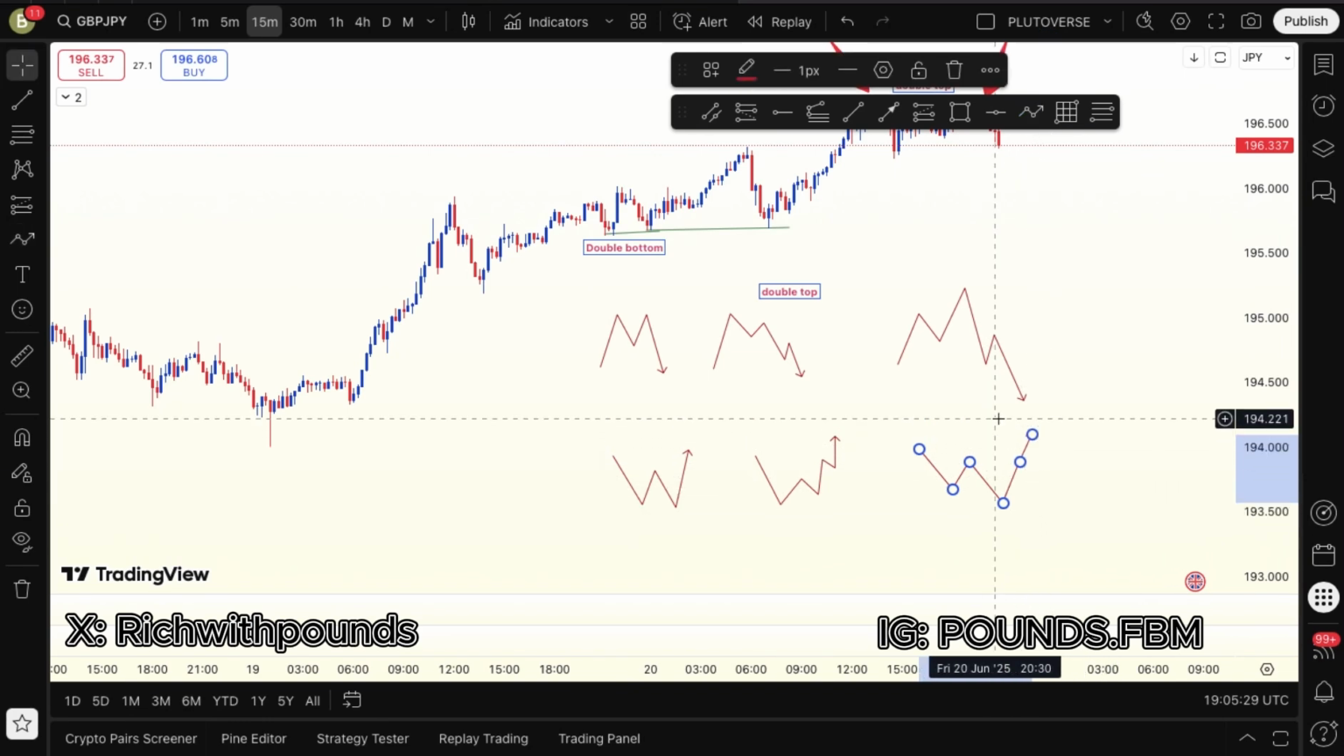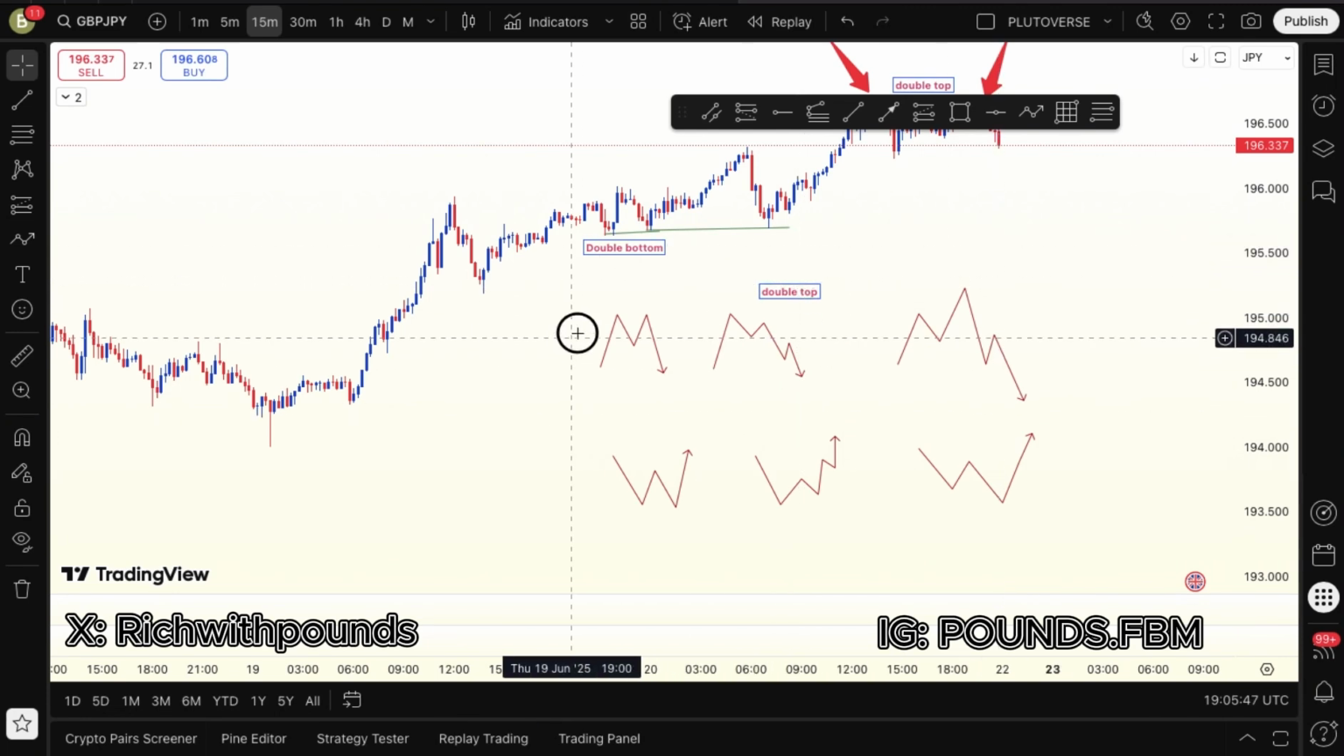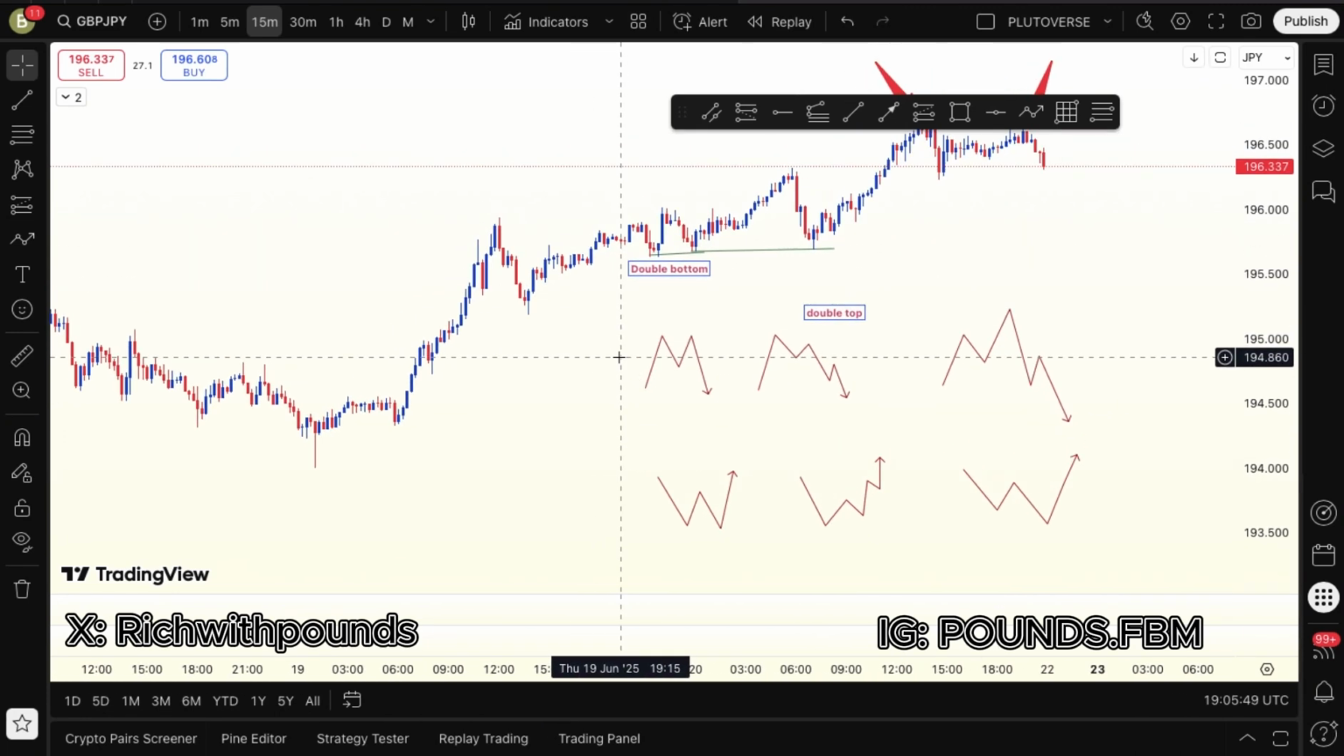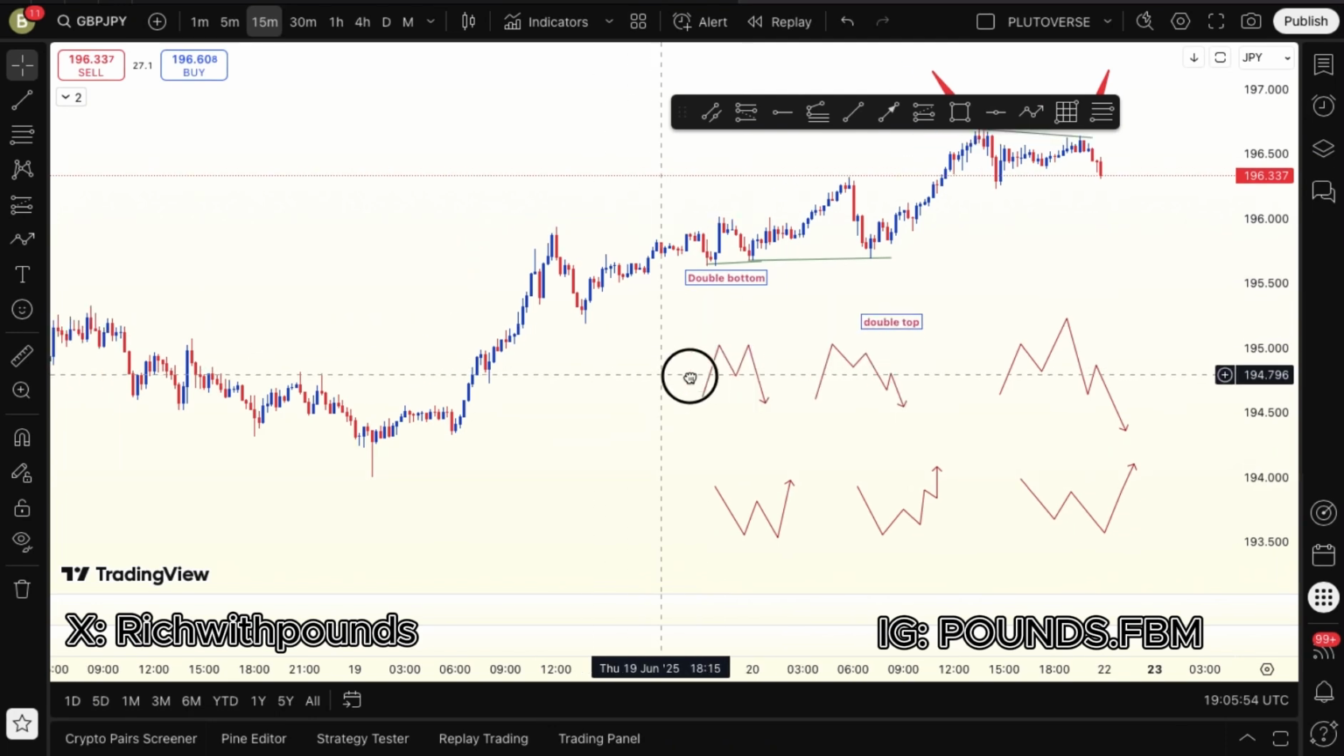In subsequent classes, I'm going to talk about equal top, equal bottom, head and shoulders, and inverted head and shoulders. All these are reversal patterns that you see everywhere on the chart. Just looking at the current price action, I can pinpoint so many double bottoms and double tops around here.